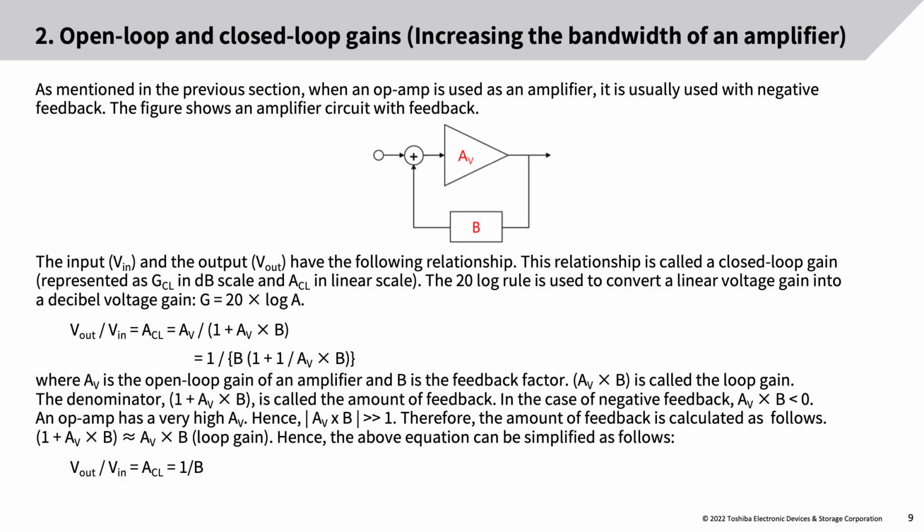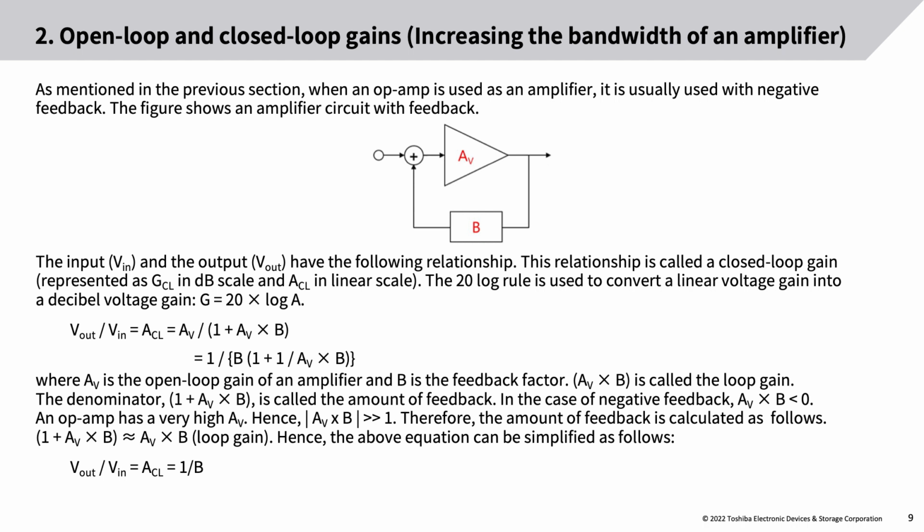As mentioned in the previous section, when an op-amp is used as an amplifier, it is usually used with negative feedback. The figure shows an amplifier circuit with feedback. The input, Vin, and the output, Vout, have the following relationship. This relationship is called the closed-loop gain, represented as GCL in decibel scale and ACL in linear scale. The 20 log rule is used to convert a linear voltage gain into a decibel voltage gain, G equals 20 times log A. Where AV is the open-loop gain of an amplifier and B is the feedback factor.